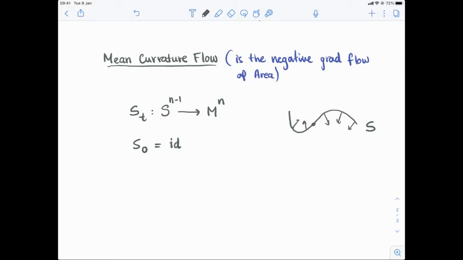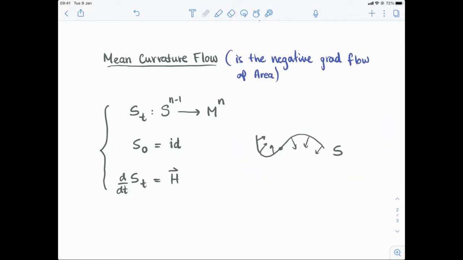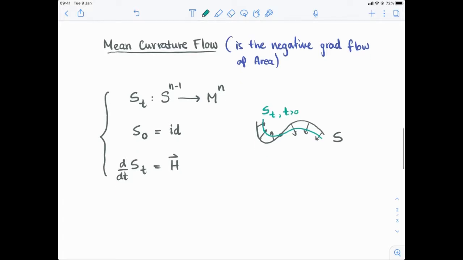So perhaps if this is your S, then the mean curvature vector does something like this here. Here it is 0, and then it goes this way on this side of the surface. And then for positive time, what we ask is that the derivative of this function coincides with the mean curvature vector. Okay, so the surface is evolving by the mean curvature flow. So perhaps in this drawing, for some positive time you'll have something like this. Right, so this would be your S_t for t positive.